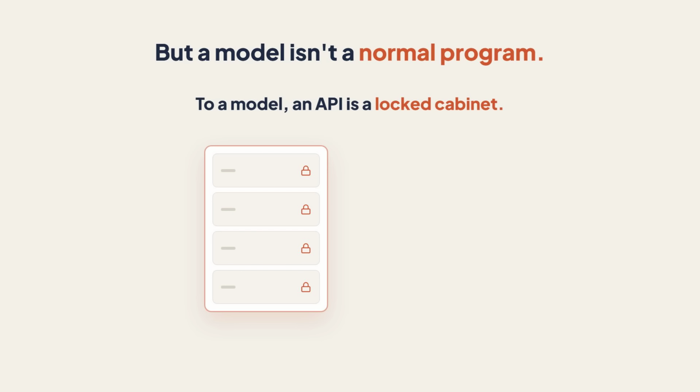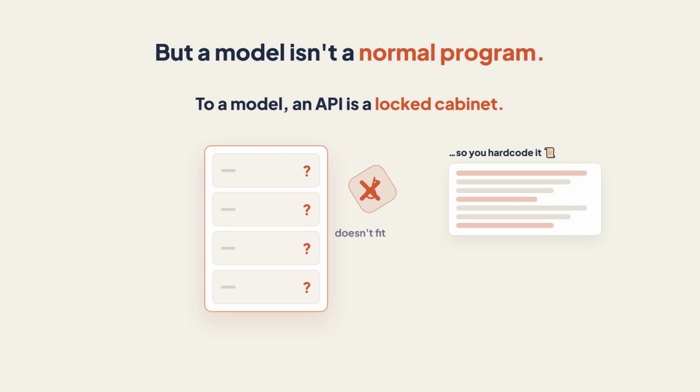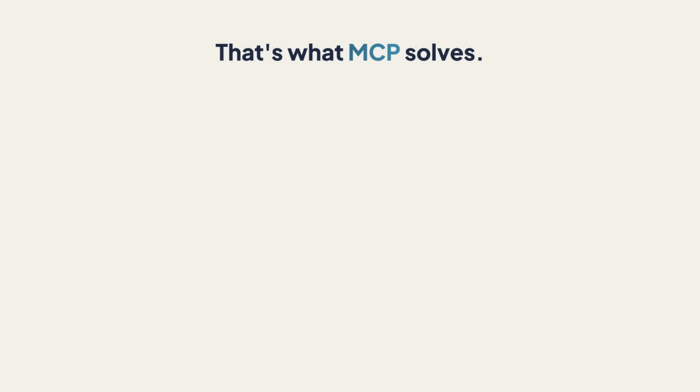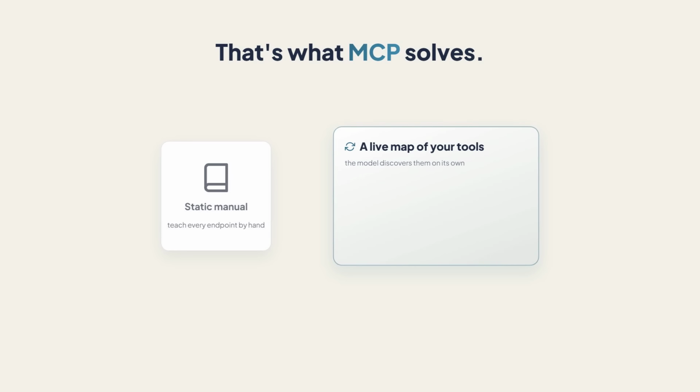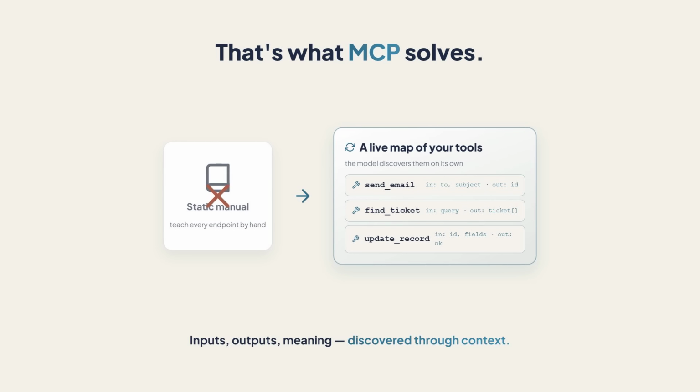To a model, an API is like a locked cabinet. It has to know exactly which drawer to open and the precise shape of the key. It can't see what's inside, which function to call, which parameters to pass, until you tell it. So you hardcode it, and you explain it over and over in longer and longer prompts. That's the problem MCP was built to solve. Instead of you teaching the model about every endpoint, MCP gives the model a standardized way to discover what a tool can do on its own. What inputs it expects, what outputs it returns, all through context. Think of it as handing the model a live, machine-readable map of your tools, instead of a static instruction manual.